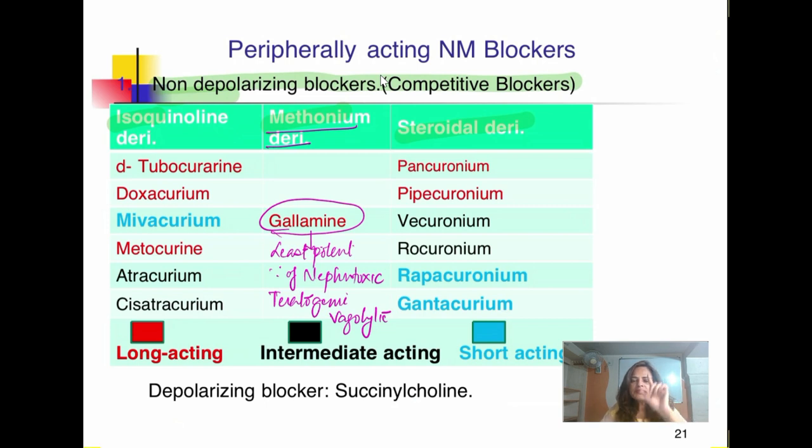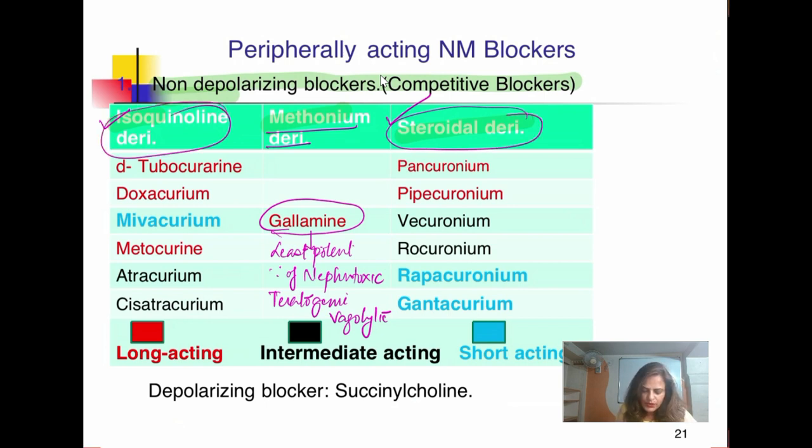This is the reason. One, it is least potent. It is nephrotoxic. It is teratogenic and it has a vagolytic effect that leads to tachycardia. Because of these four reasons, it is not used therapeutically. Now how many do we have left? We have two: isoquinoline and a steroid. So in isoquinoline, how to remember these drugs?